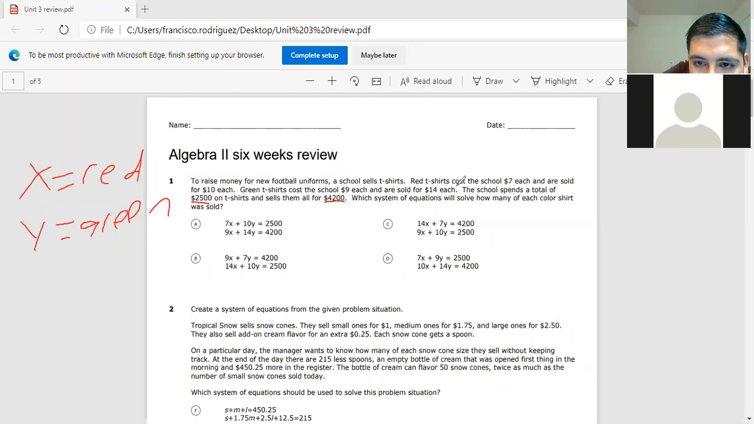So let's start with the cost. The cost was 7 for the red ones, and the cost was 9 for the green ones. So how do we write out that equation for the cost?